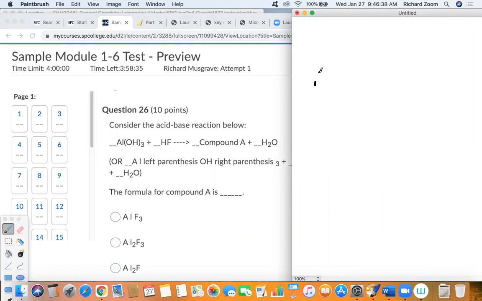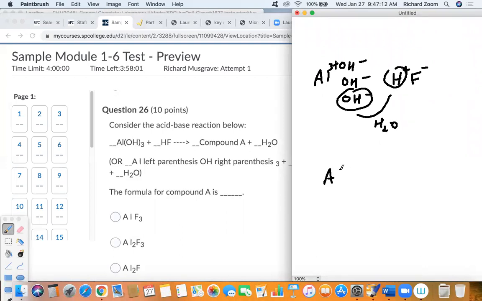What I would do is this: I'd do Al, and I would split it up into its positive and negative components. I know it's got 3 OH negatives, so that would mean that Al is going to be 3 plus. And then we've got H and F, and that would be H plus and F minus. Does anybody have any questions about where I'm getting any of those charges from?